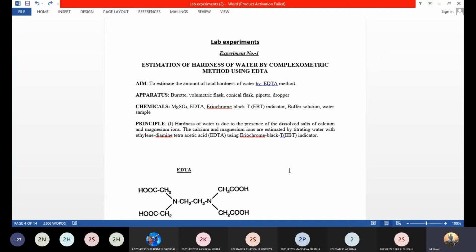Another important point is, before you come to the lab, you should complete your record work. So how to write the record? How to write?